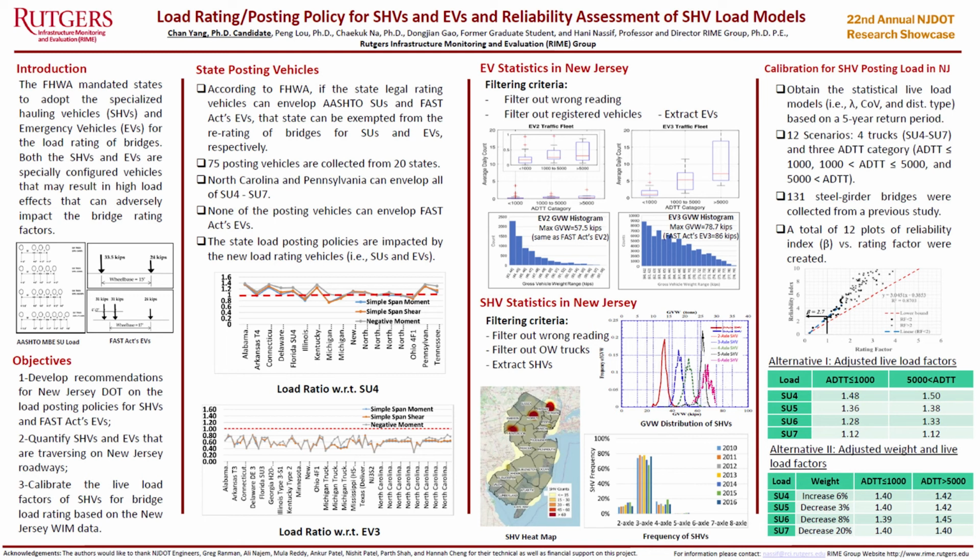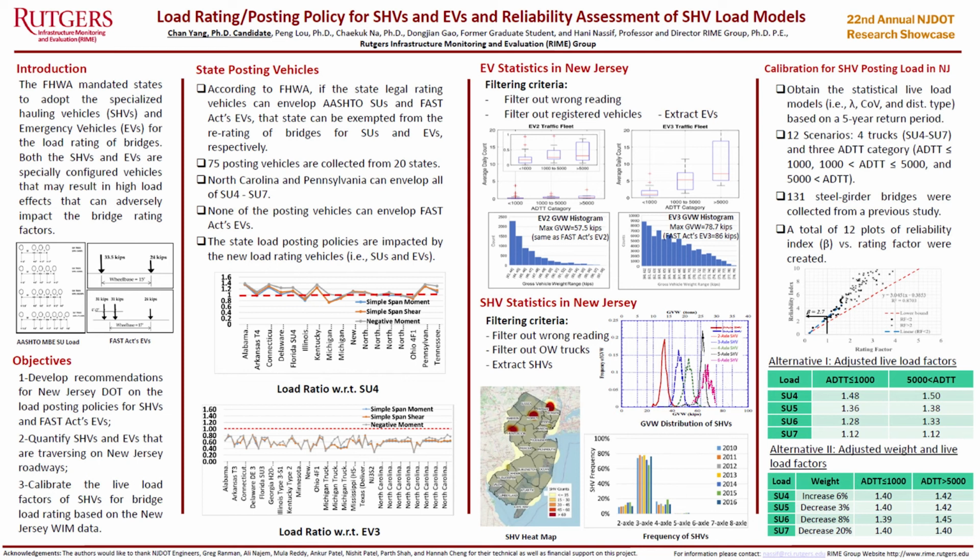And secondly, the statistics of the SHVs and EVs were determined based on the weigh-in-motion data. For the EVs, based on the box plot, we can clearly see that the population of EV3 is much larger than the population of EV2. And we can see that the average daily count of the EV2 and EV3 is correlated with the average daily truck traffic, called ADTT. According to the histogram at the bottom, the maximum GVW of EV2 is equal to the GVW of FAST Act EV2, and the maximum GVW of EV3 is smaller than the GVW of FAST Act EV3.